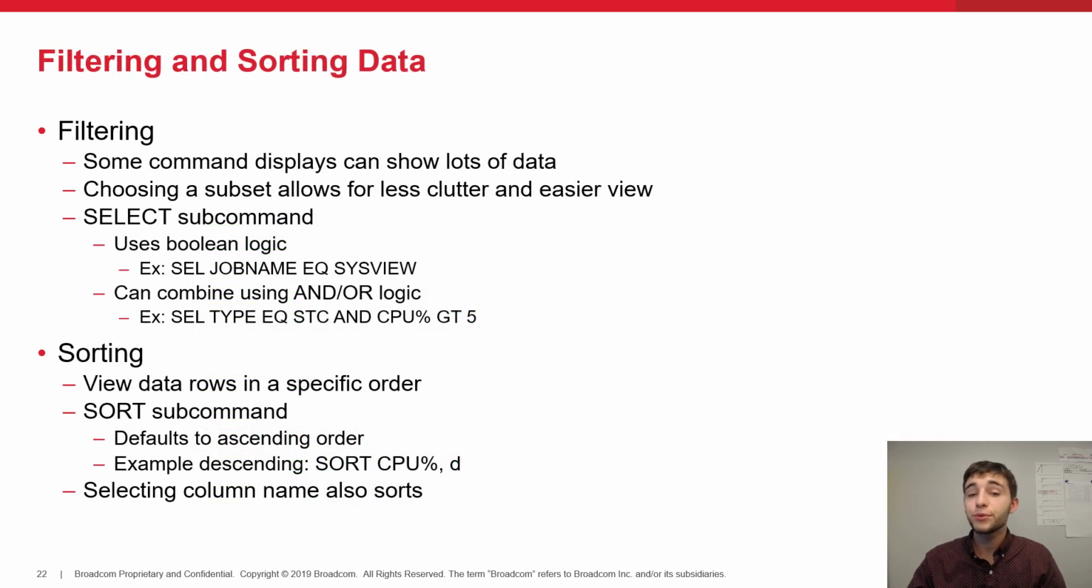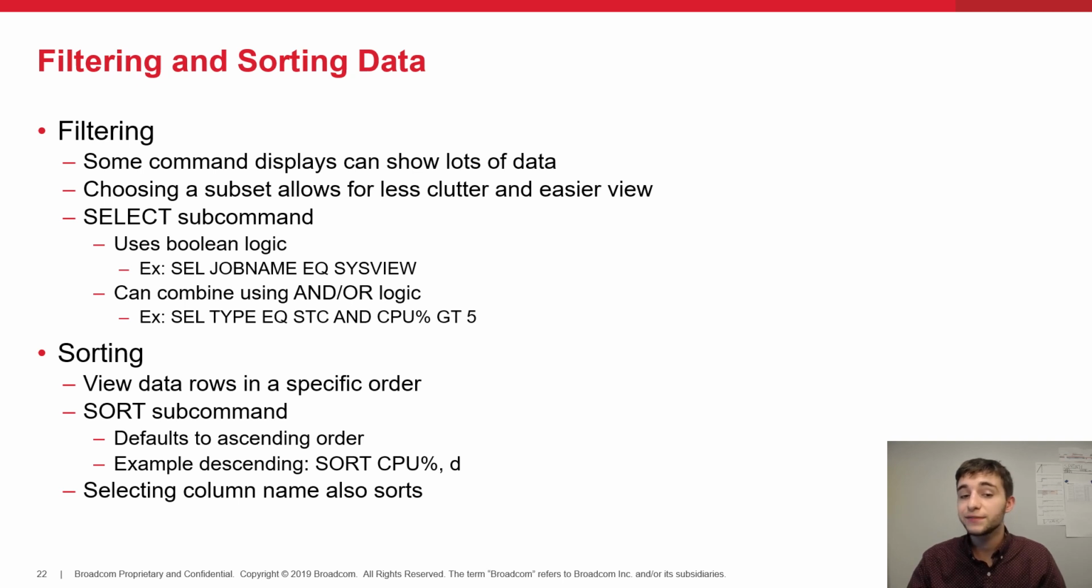As has been seen previously, it's possible for some of the SYSVIEW displays to contain quite a lot of data and can be overwhelming. When using certain commands, it's possible that you don't care about summaries of data and are only looking for specific pieces. To address this, SYSVIEW allows the command displays to be filtered in order to create a less cluttered view and allow you to quickly get the data that you are interested in. To filter data and only see a subset of the original data displayed, use the SYSVIEW select subcommand.